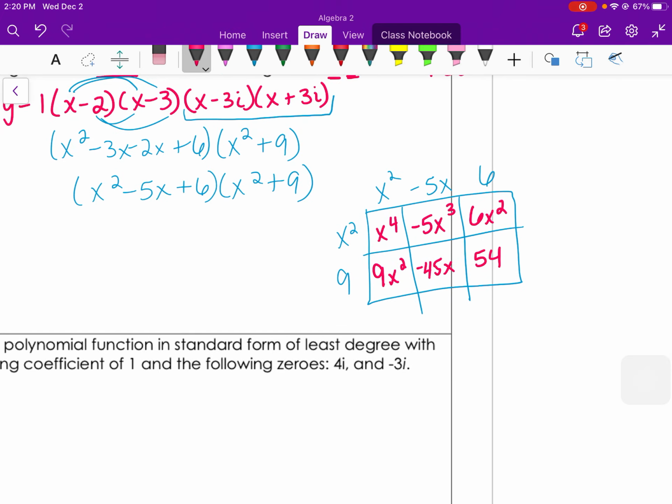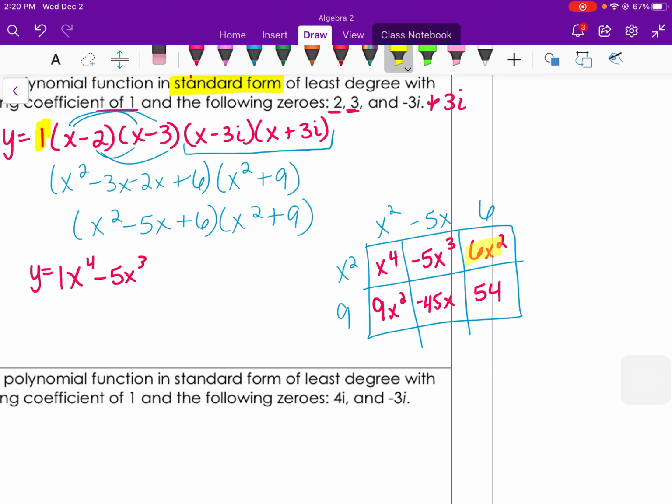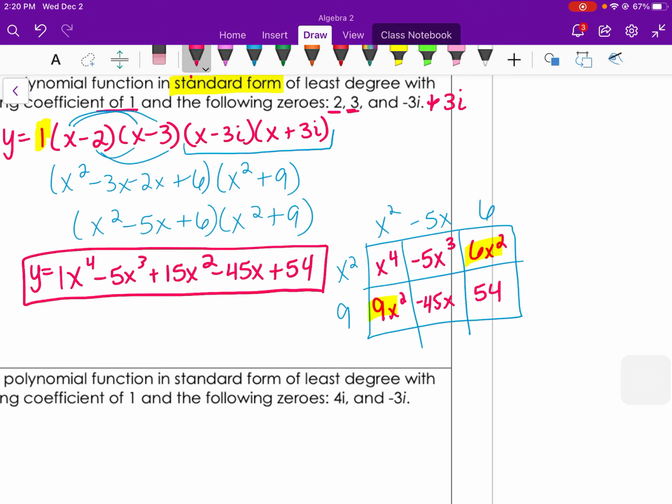Okay, let's just double check my work quick. And then combine like terms. So I'd be y equals, well, I still have the leading coefficient of 1. But if I multiplied everything by 1, it wouldn't change my answer. So this is going to be my final answer, leading coefficient of 1. Then I just have 1 x cubed term, so minus 5x cubed. I have 2 x squared terms, that'd be 15x squared. And then 1 x term, minus 45x, and plus 54. So that would be the answer there.